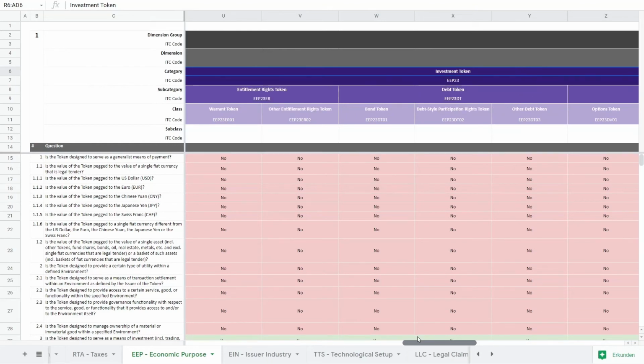Last, we come to the category of investment tokens. Many people always ask us why investment token and not security token. This has several reasons. First, security token is usually a definition heavily based on national law. So this can differ between different jurisdictions.